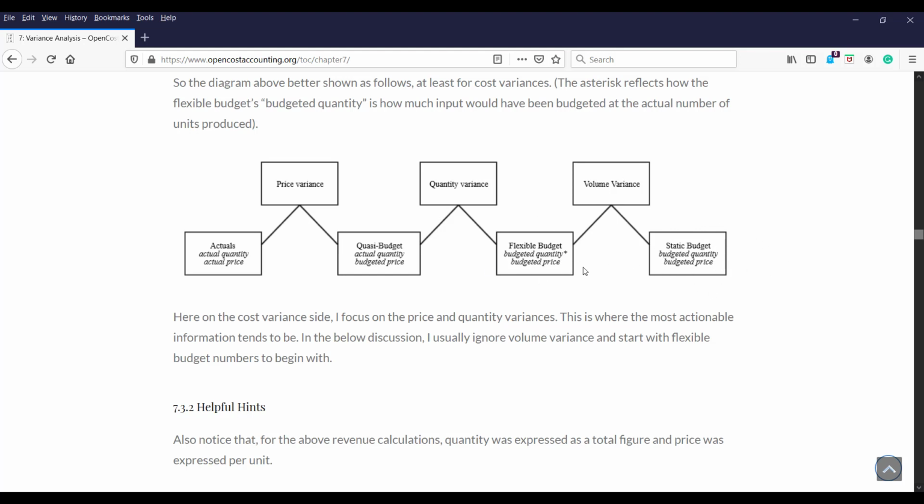We don't know this until after the end of the period, but we don't need to know any of the actual quantity of materials we used per finished good unit, and we don't need to know the actual price we used. So this is, I'll say it again, this is our budgeted quantity at the standard quantity per finished goods unit for the actual number of finished goods that we produced.